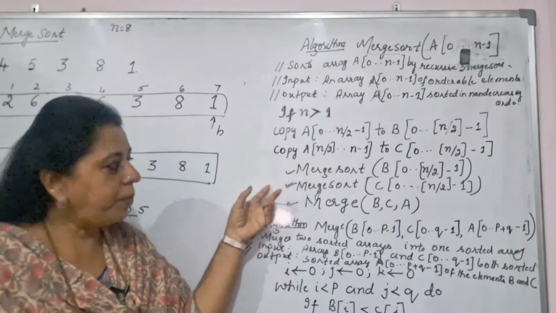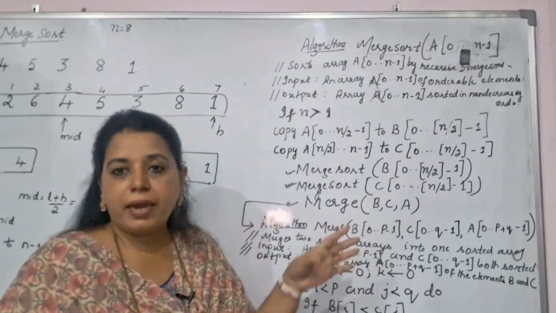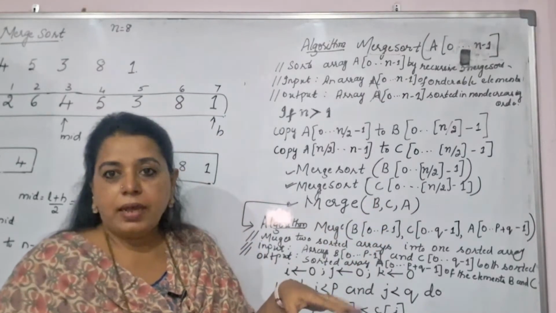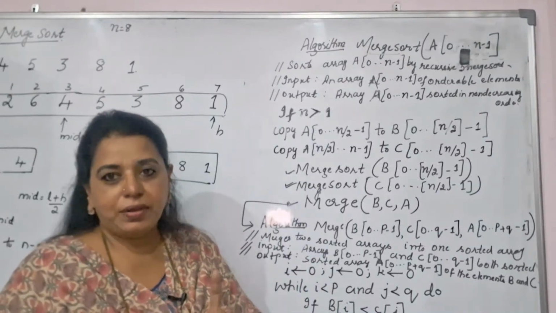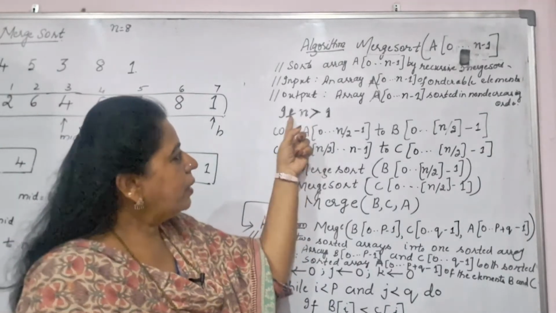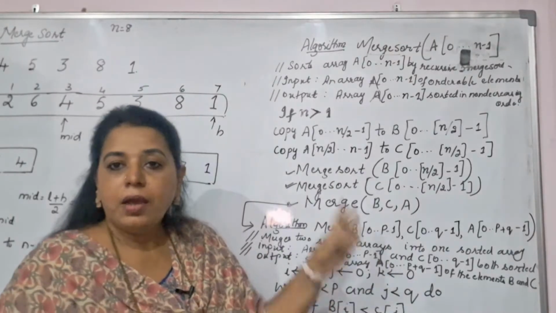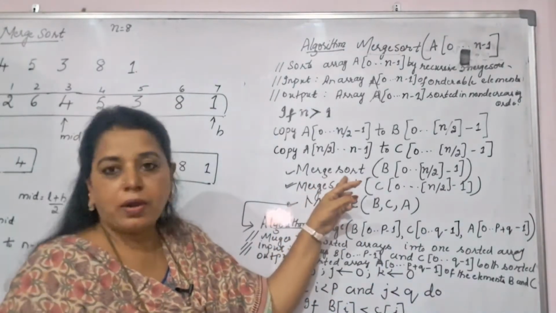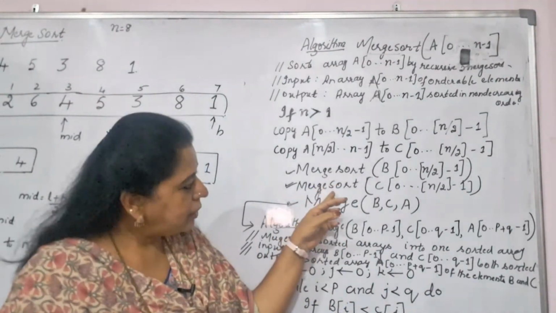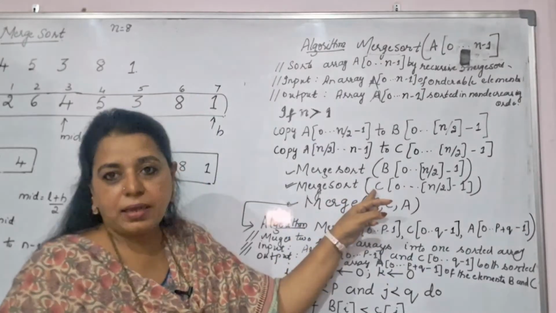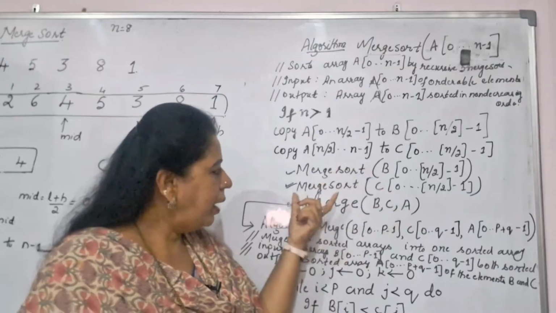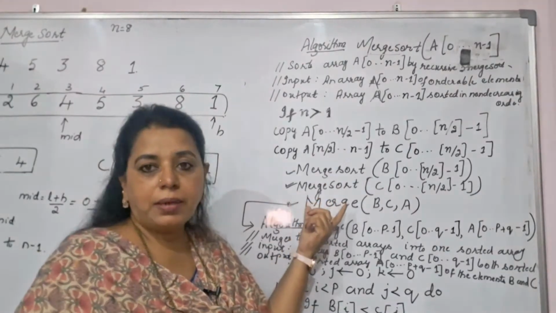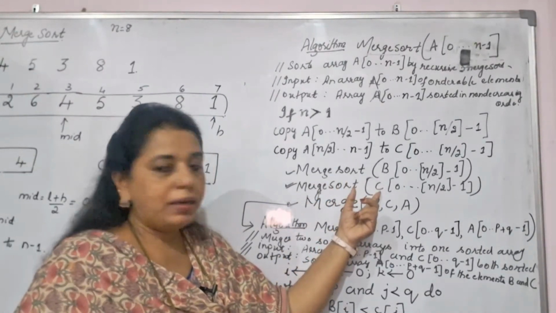Once you copy this, we will apply merge sort to the array B again and again until that array has only one single element left. As long as n is greater than 1, you keep calling this function merge sort. The same function is called once again on the sub-array C. First you call merge sort on the left sub-array, that is B, and next you call merge sort on the right sub-array, that is C.